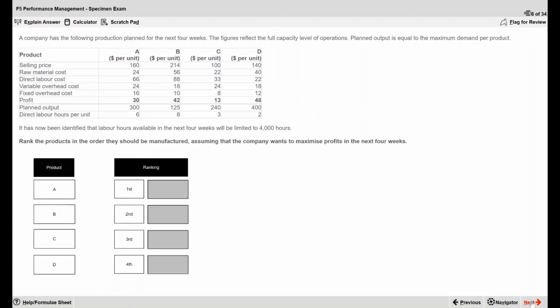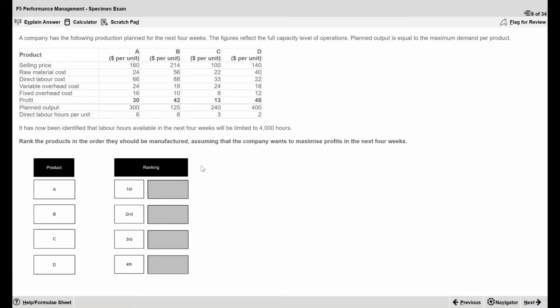Okay, rank the products in the order they should be manufactured, assuming that the company wants to maximize profit in the next 4 weeks. A company has the following production planned for the next 4 weeks. The figures reflect the full capacity level of operations. Planned output is equal to the maximum demand per product. So we have selling price, raw material, direct labor, variable overhead, fixed overhead, profit, planned output, and direct labor hours per unit. It has been identified that labor hours available in the next 4 weeks will be limited to 4,000 hours.